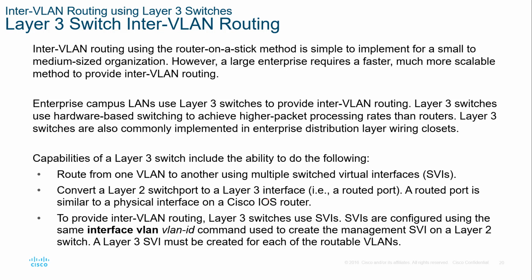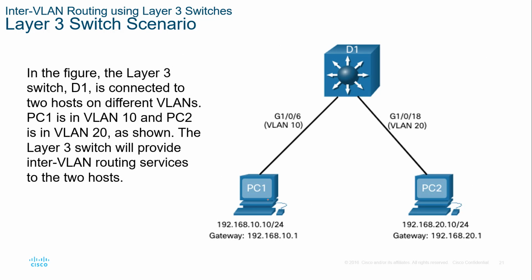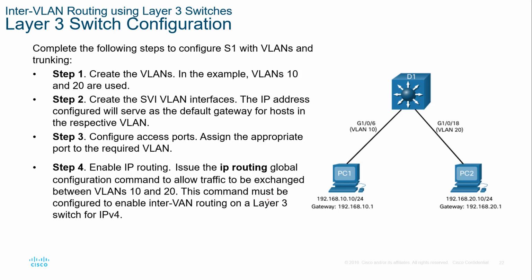And what we do is we go to interface VLAN, type in the interface VLAN that we want, and from there we can create routable VLANs. Here's an example. We have a layer 3 switch. We have two physical ports, Gig 1/0/6 and Gig 1/0/18, in separate VLANs. So to configure this appropriately, first of all, on the layer 3 switch, we configure the VLANs, both VLAN 10 and VLAN 20.